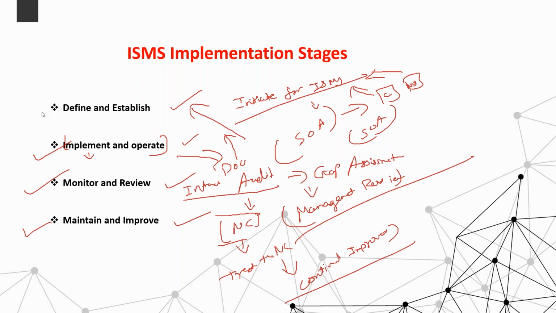With that gap assessment, a report has been created. That report will be shared with your top management, and top management is going to review that report. Okay, if there is any problem, any non-conformity, then there is your fourth stage: maintain and improve. Treat those non-conformities, and we are following with continual improvement as well. So these are the initiation stages of an ISMS implementation.